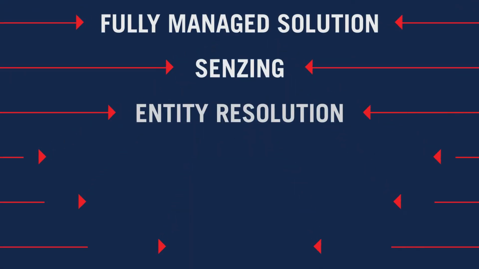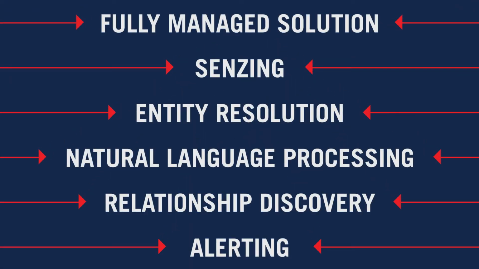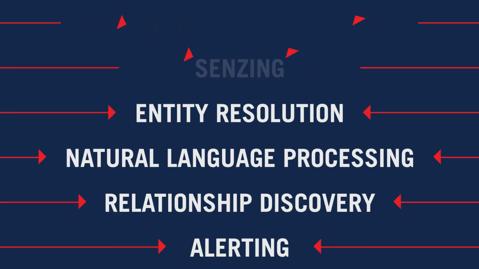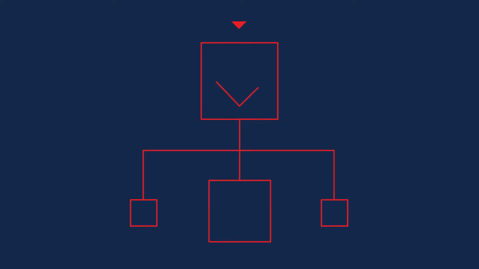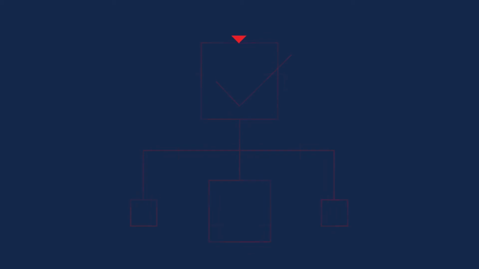This fully managed solution incorporates Senzing's real-time AI for entity resolution, natural language processing, relationship discovery, and alerting to deliver powerful insights to investigators. Intel ID's easy-to-understand licensing model allows you to introduce active and historical RMS data and even external data from other agencies to enable fast and efficient task force collaboration.